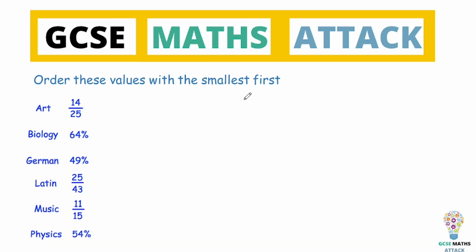Order these values with the smallest first. So you've got art as 14 over 25, biology as 64%, Germany as 49%, Latin as 25 over 43, music as 11 over 15, and physics as 54%. So pause the video and have a go at these questions.